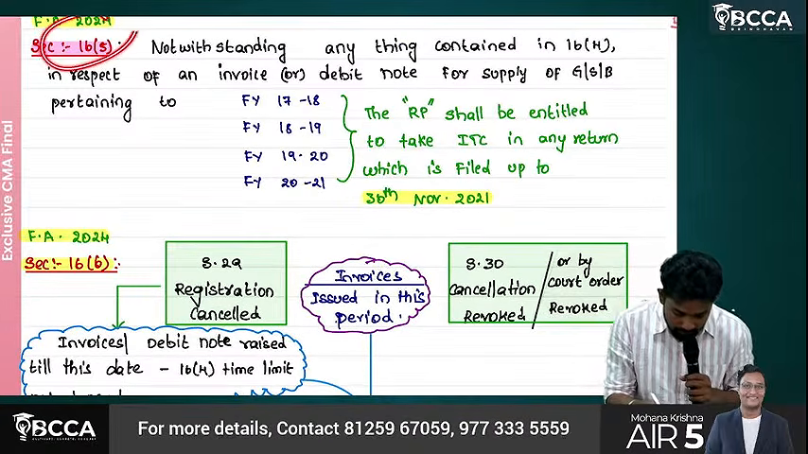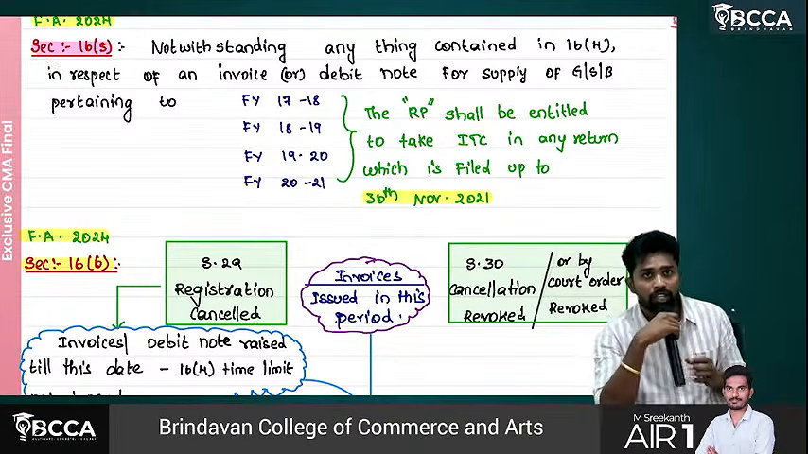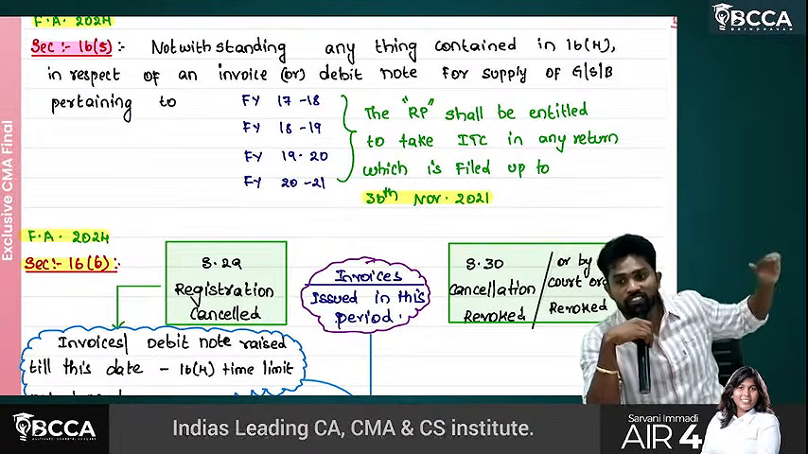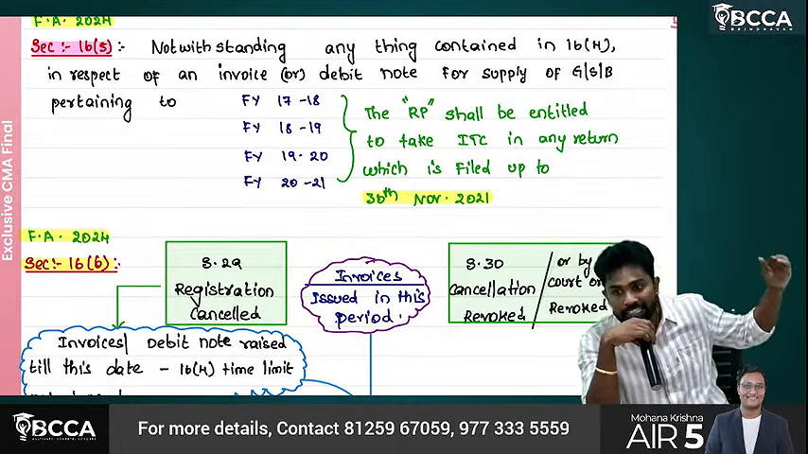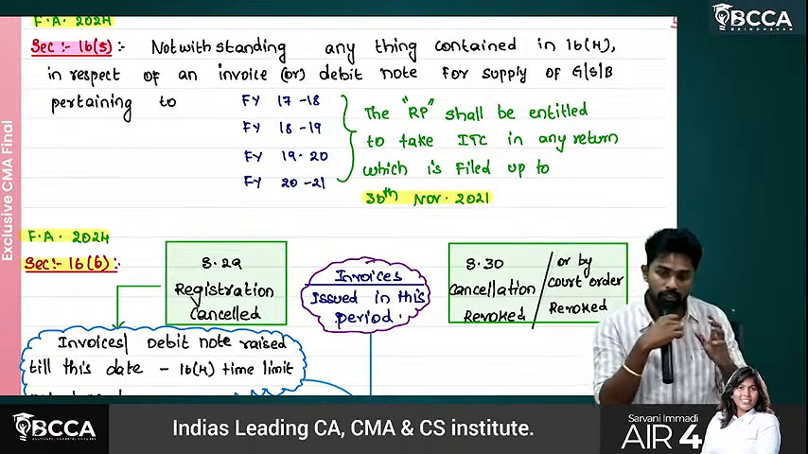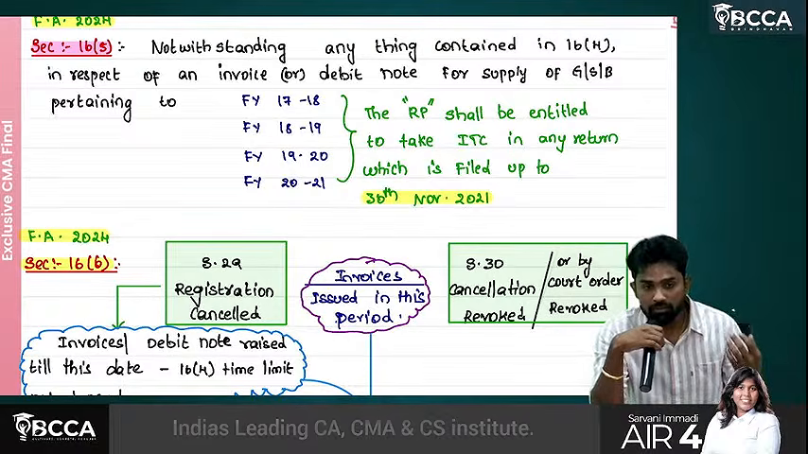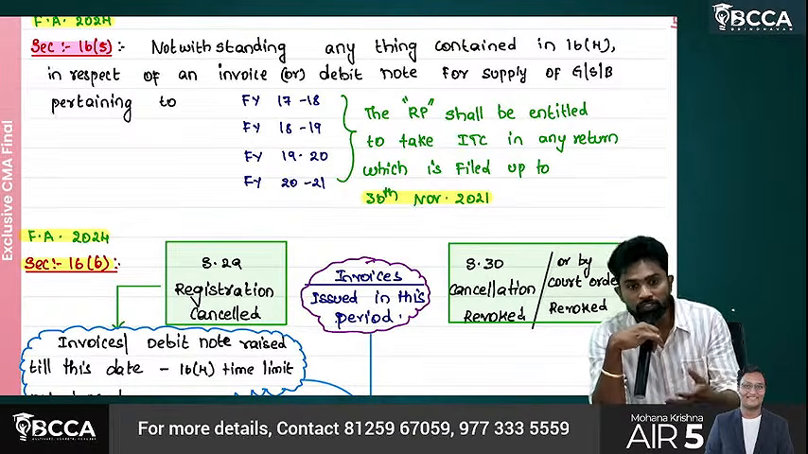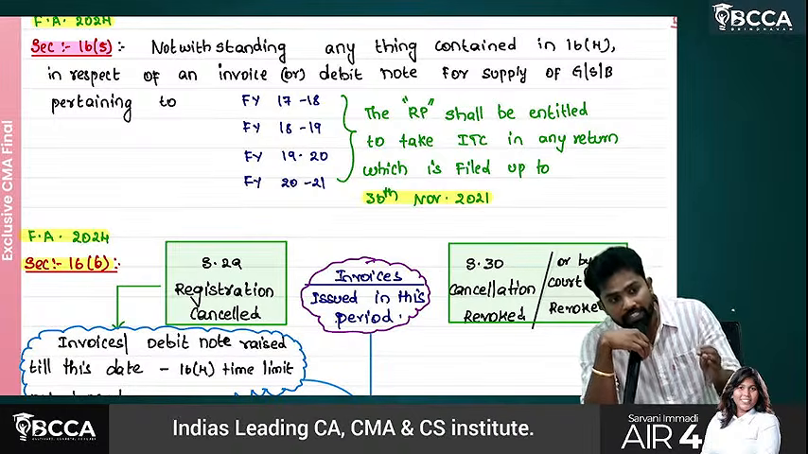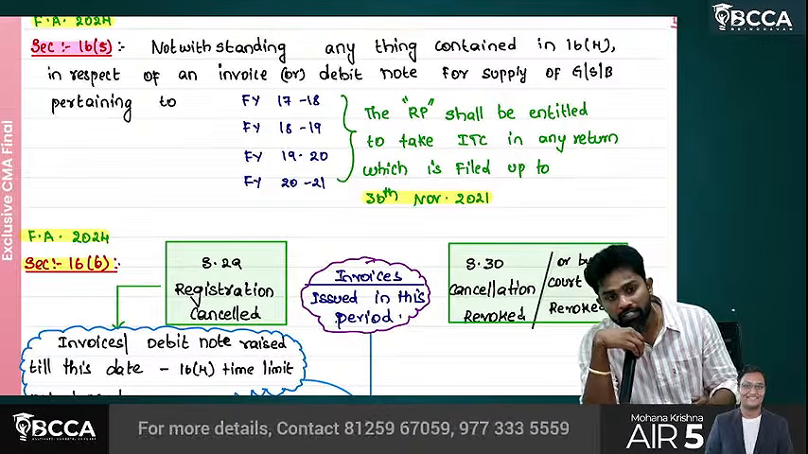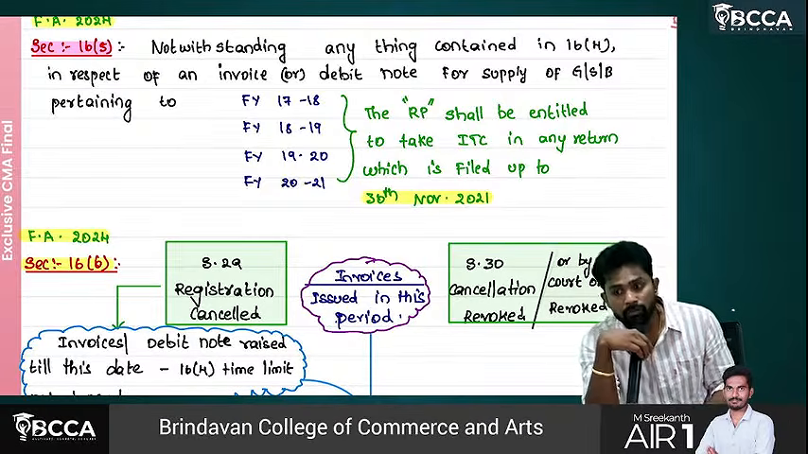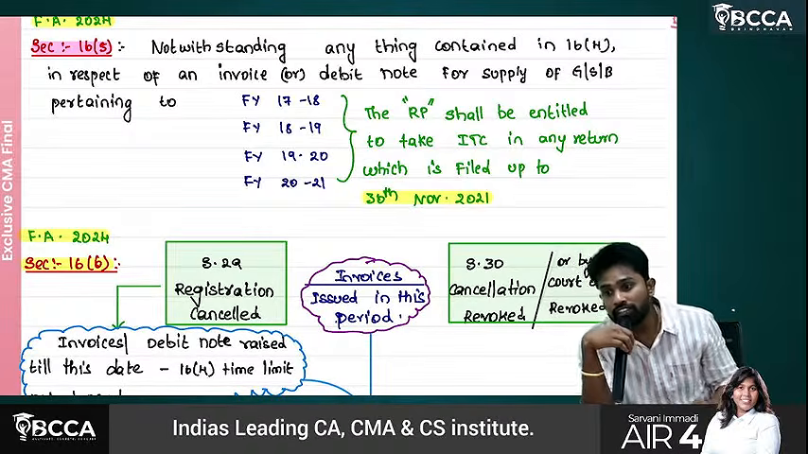Then 16 subsection 5. Not a very useful section, sir, these days. Sir, in the initial days of GST, like 2017-18, 2018-19, 2019-20, 2020-21, there were so many issues, like software related issues, and people mostly not understanding these provisions, forms and all. There were a lot of issues. That's why for those years, instead of the 16 subsection 4 time limit, they are giving an extended time limit for availing ITC.